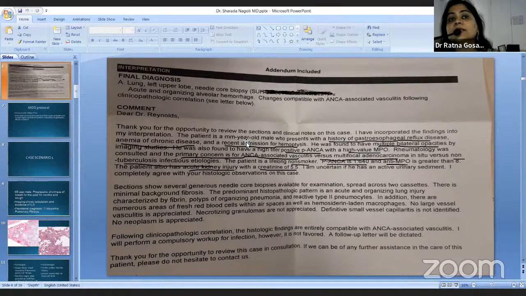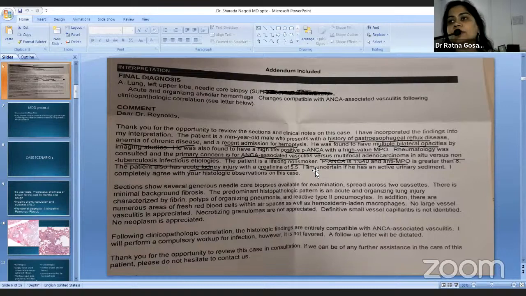So this is the complete report where the clinical features, the radiology features, and the biopsy features are correlated, and a final diagnosis is made. And then in the comment, the clinical features are mentioned, like in this case, history of gastroesophageal reflux disease, anemia of chronic disease, recent admission for hemoptysis. Then even the radiological features are also mentioned, multiple bilateral opacities by imaging studies.